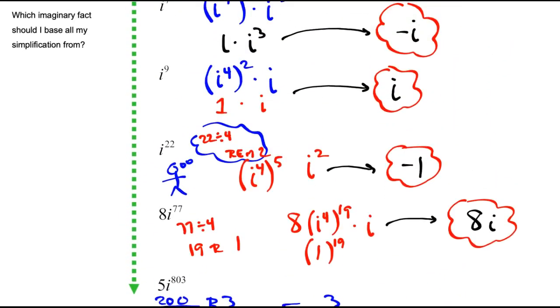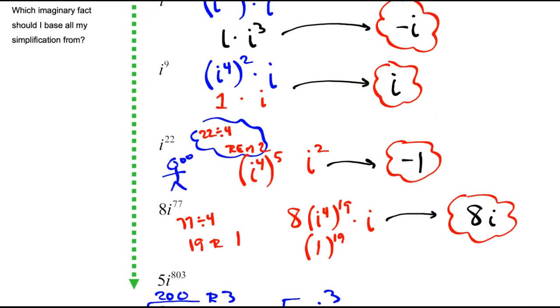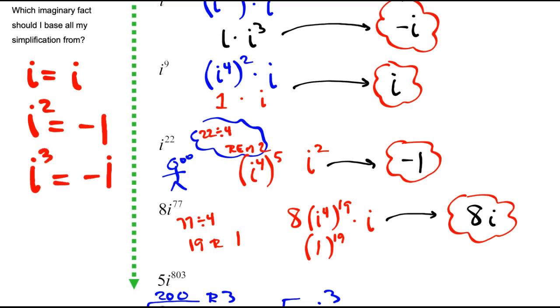So what you really have to know when you're doing this is that i is i. That's kind of dumb. i squared is negative 1, and i cubed is negative i. Those are the ones that you're going to have in your answer. You're going to either have an i, an i squared, or an i cubed. If you have an i to the 4th and it's a perfect factor of 4, then it really doesn't matter.